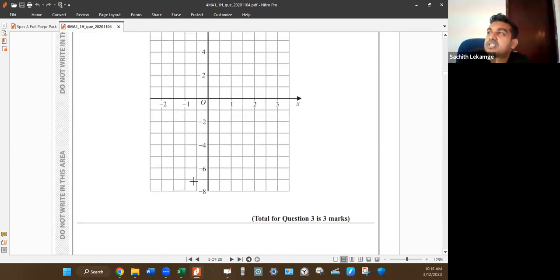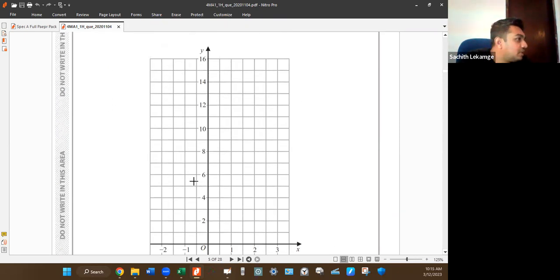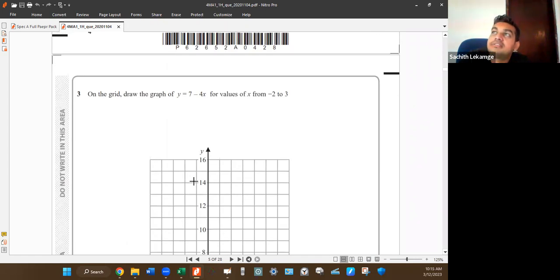Do I need to do this? No, this one only. Do you want to draw this? Okay, explain what you need to do. From -2 to 3, you draw a table, then substitute and get the relevant y values and draw it. Or you can easily get the y intercept, which is 7. You need to find only one more coordinate. Right?